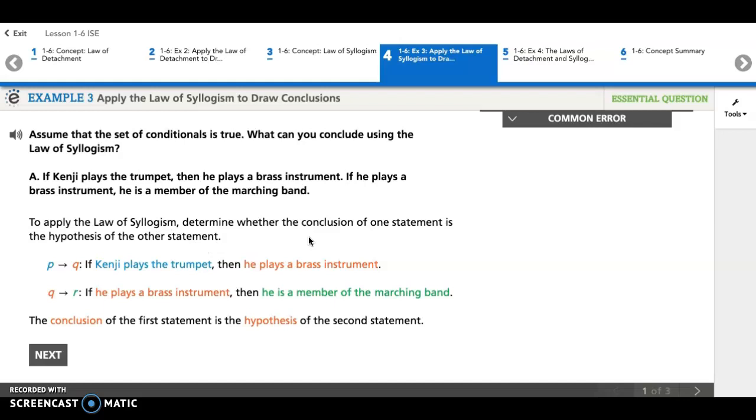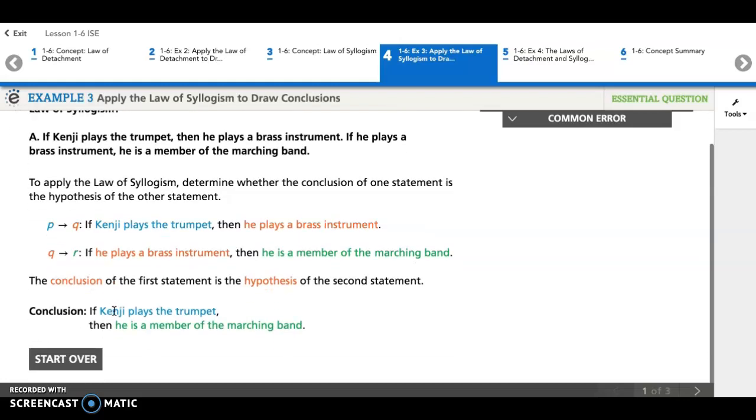So to apply the law of syllogism, we can see here we need to recognize that "he plays a brass instrument" is used twice. It's used as the conclusion of one of the statements and then as the hypothesis of the next statement. So what that means by the law of syllogism is that we can take that first hypothesis, if Kenji plays the trumpet, and connect it to the last conclusion, then he is a member of the marching band.